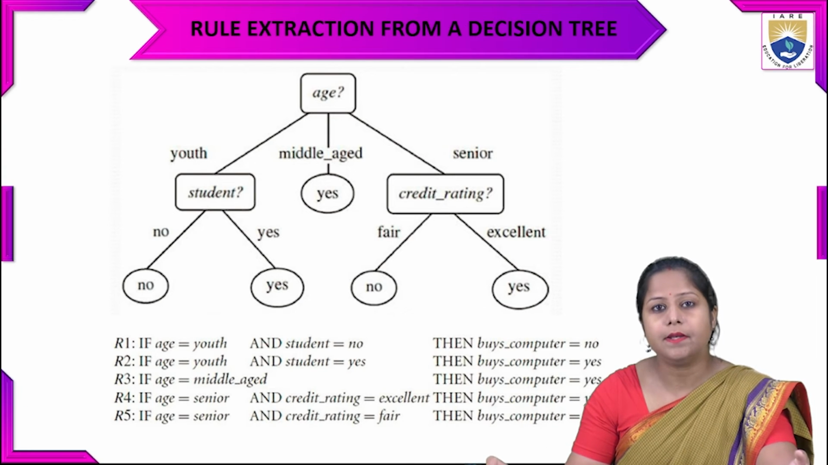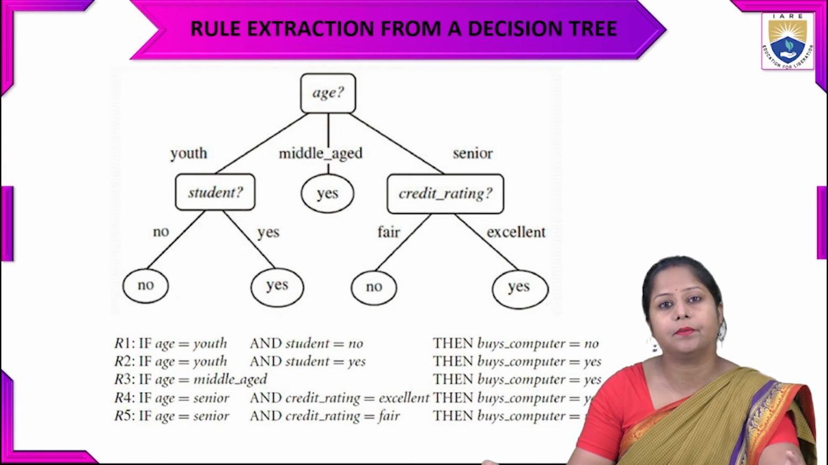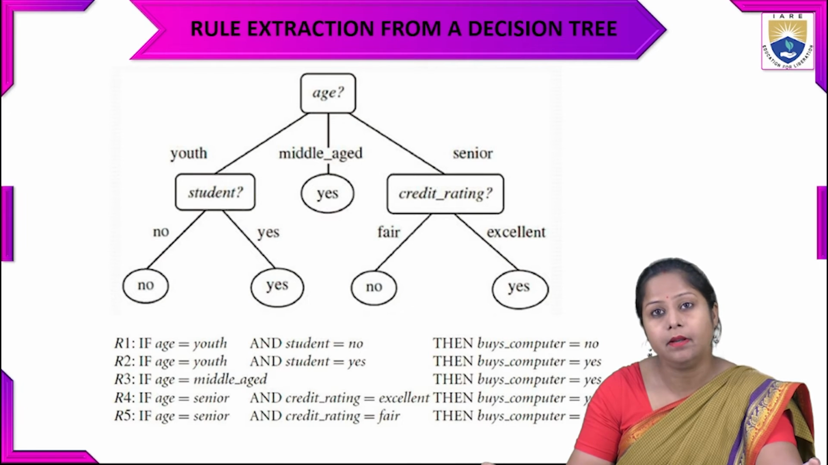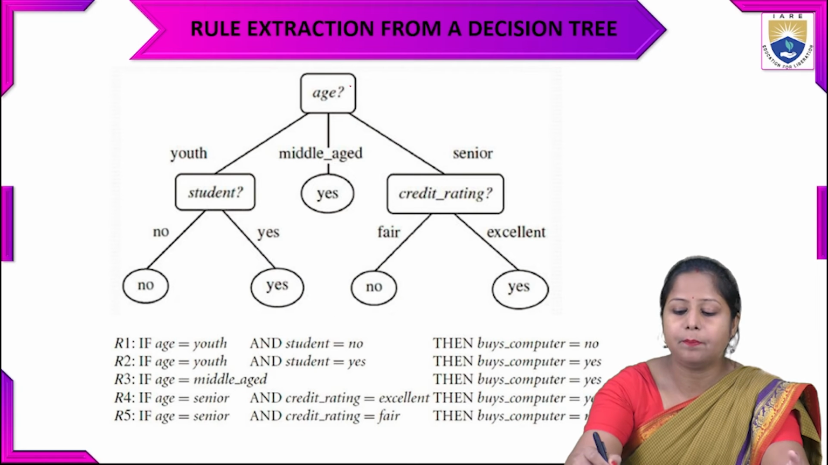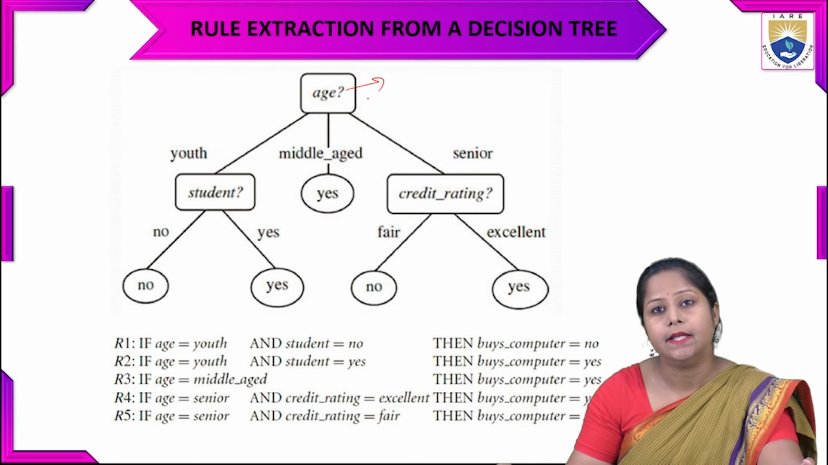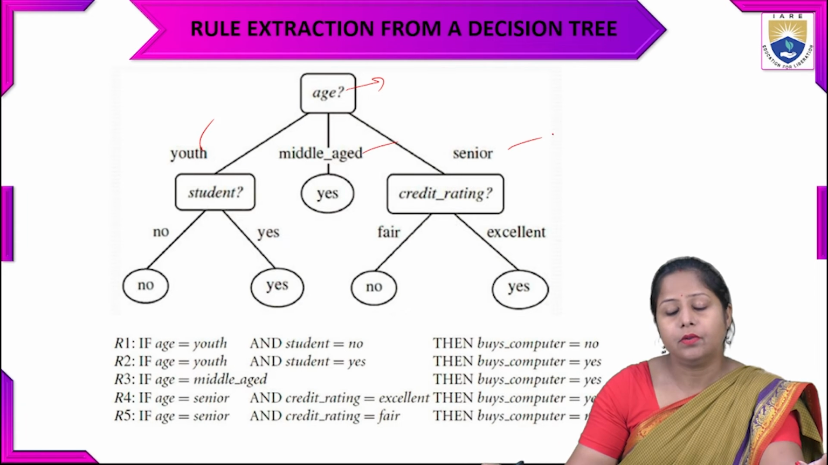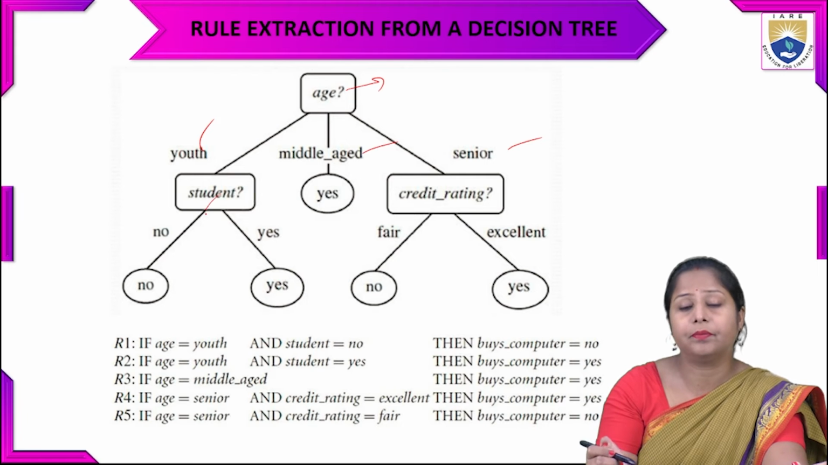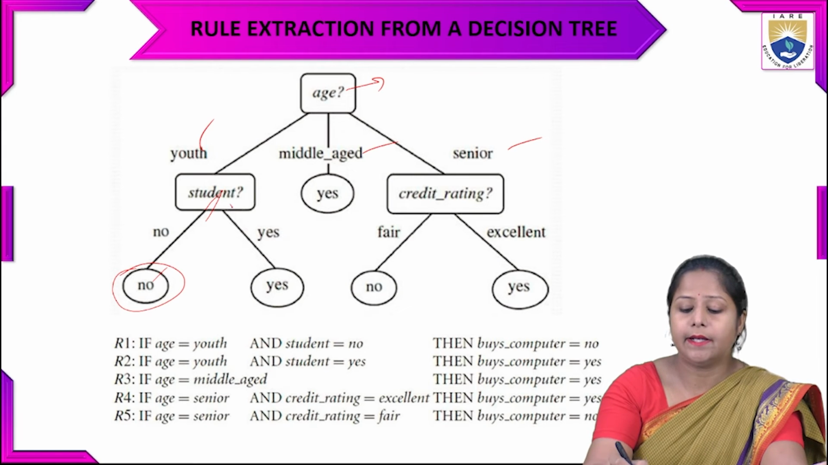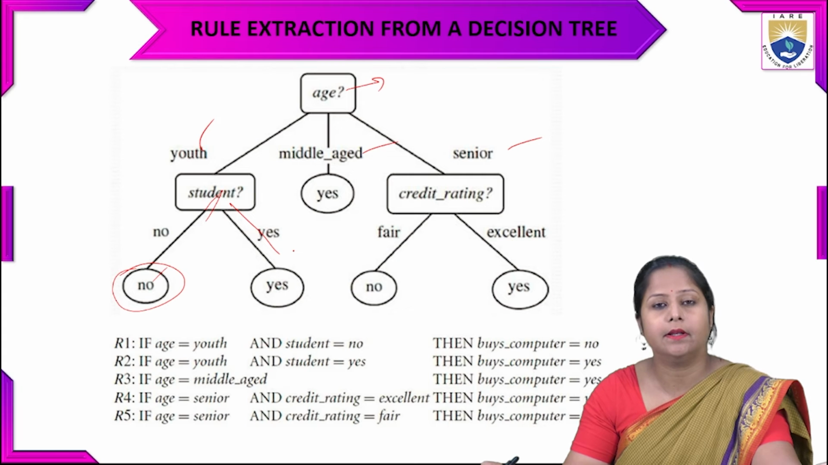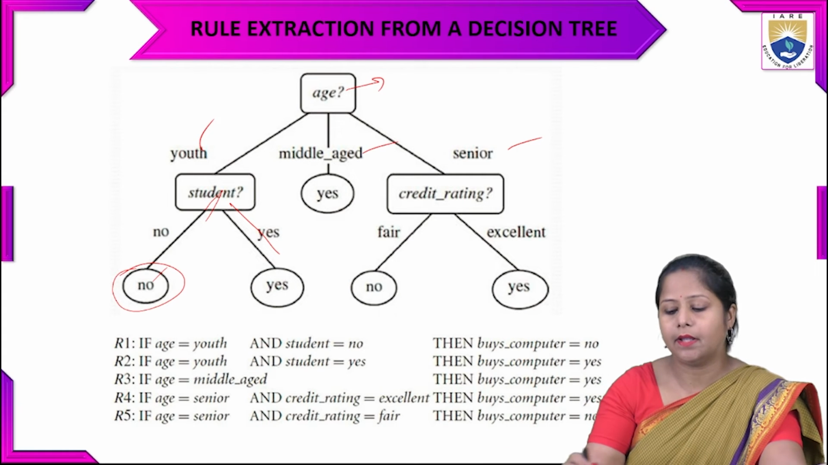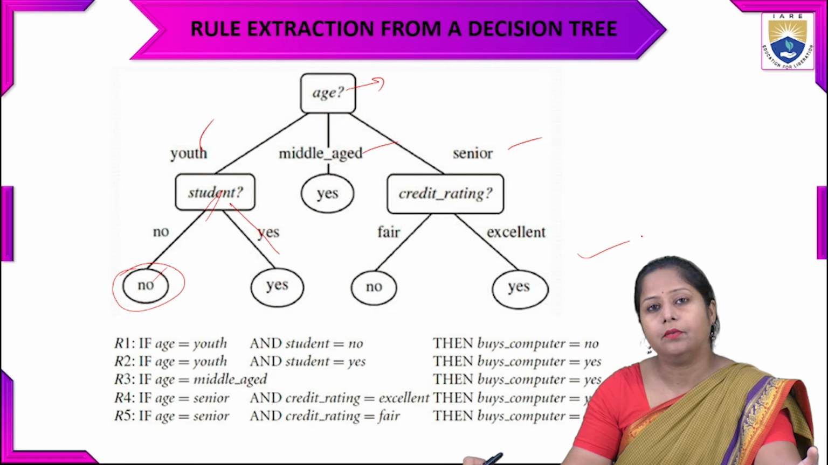Now, this is a figure with the same rules we have written earlier on the basis of that table. Suppose the student has an age: youth, middle aged and senior, right? If the student is classified as no, the class level will be no. If classified as yes, the class level will be yes. So like this, the figure is there.